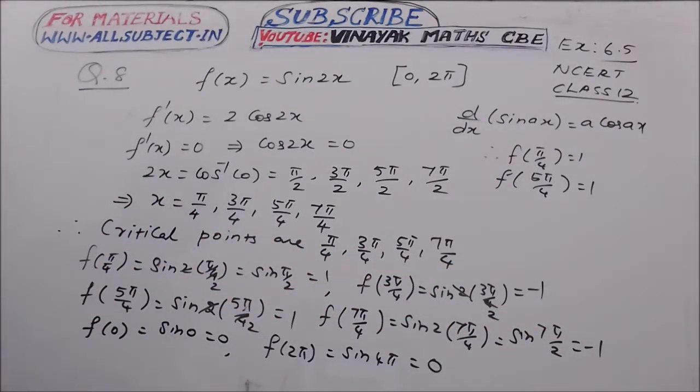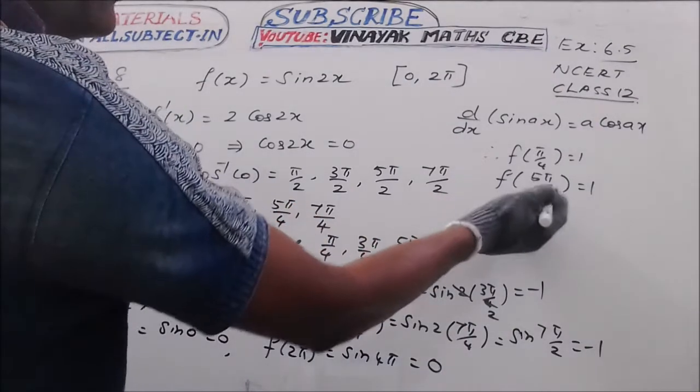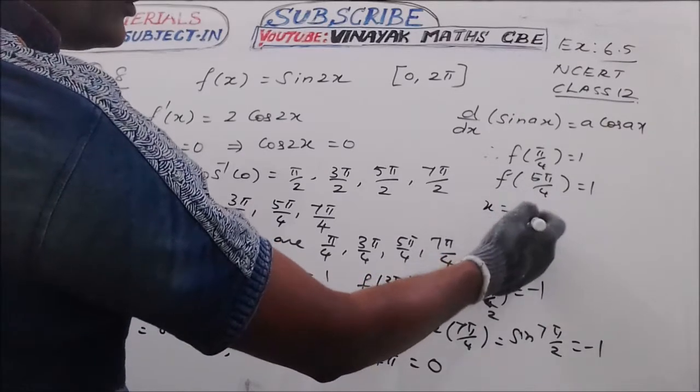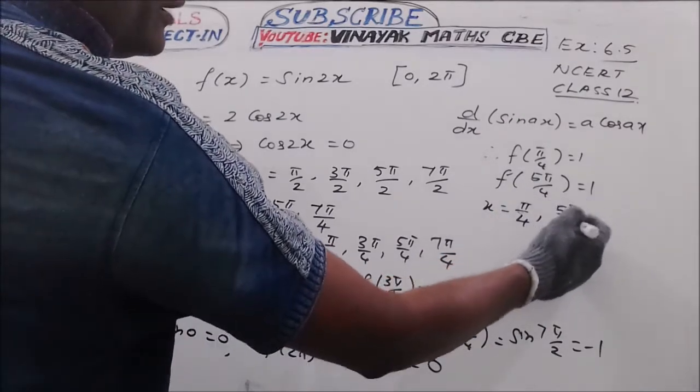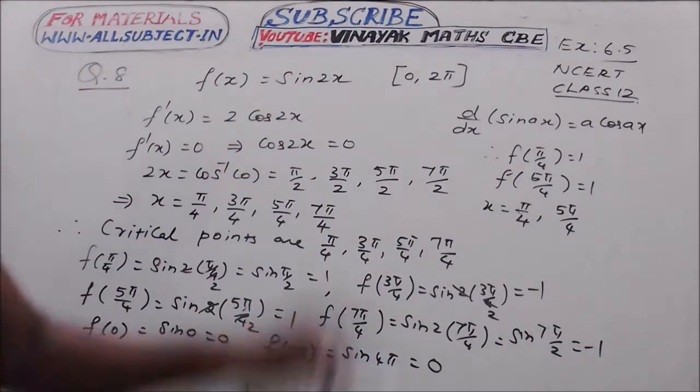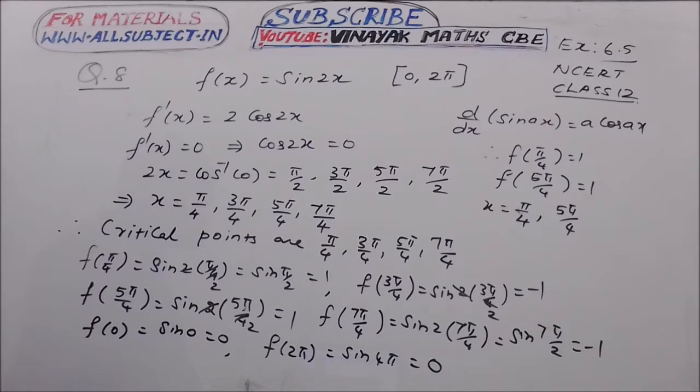Comparing these 6 values, the maximum value of f is 1. So f attains its maximum at x equal to pi by 4 and 5 pi by 4. The given function f of x equal to sine 2x attains its maximum at x equal to pi by 4 and 5 pi by 4.